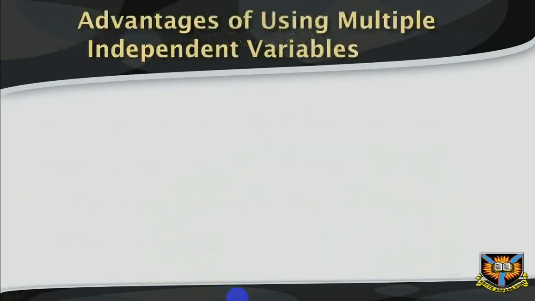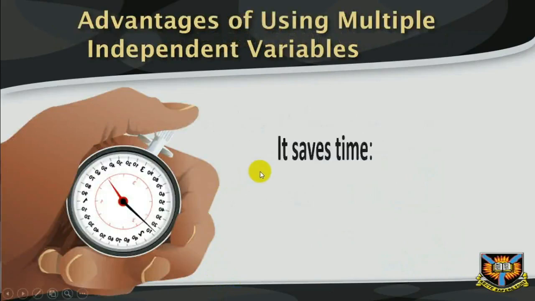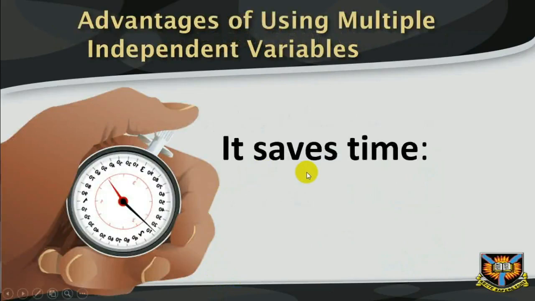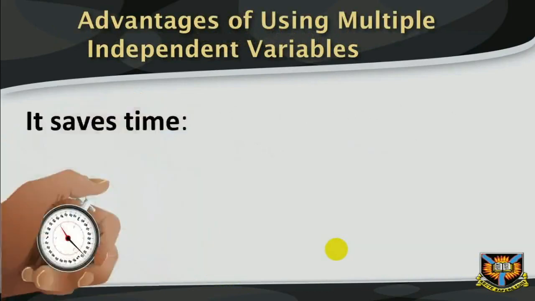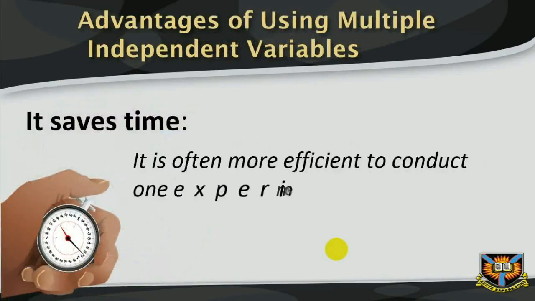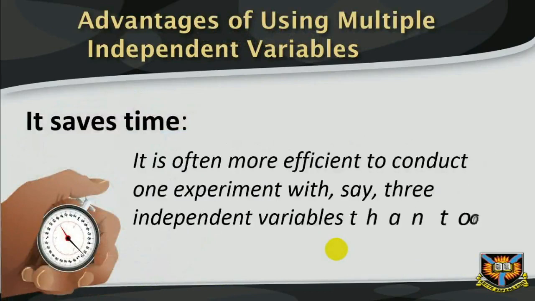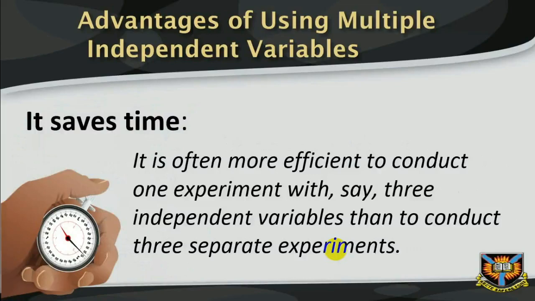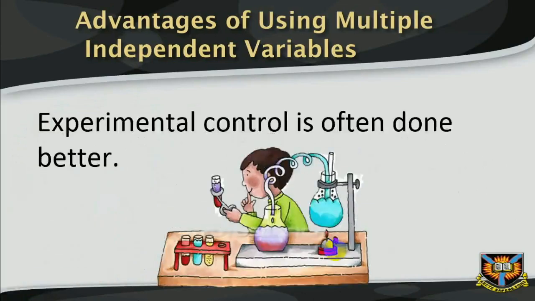First, it is often more efficient to conduct one experiment with, say, 3 independent variables than to conduct 3 separate experiments. Secondly, experimental control is often done better, since with a single experiment, some control variables, time of the day, temperature, humidity, and so on, are more likely to be held constant than with 3 separate experiments.